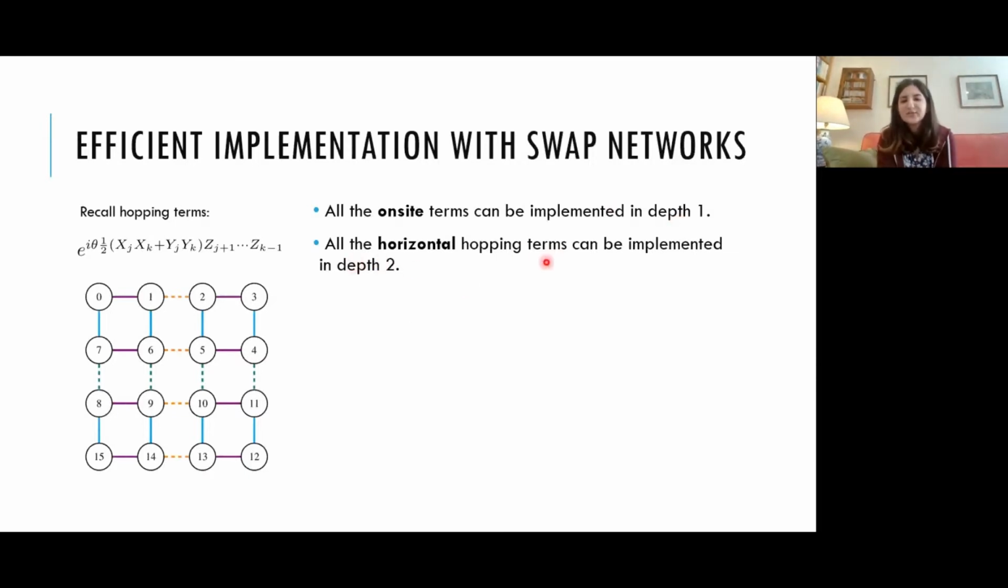So actually the horizontal terms can be implemented in depth 2. If you recall what the hopping terms look like, the horizontal hopping terms don't have this extra Z string. So horizontal hopping terms are basically just 2-qubit gates. So you can just apply your 2-qubit gates within the commuting sets, and it's fine. So you can do all the purple ones first, then you do all the orange ones.